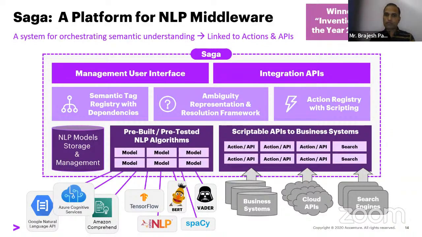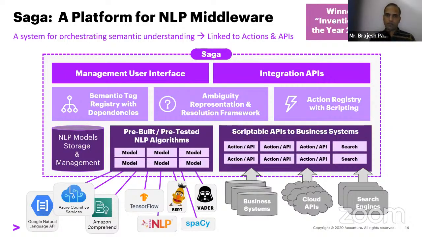This is TensorFlow, NLP, all the models which we have pre-built and pre-tested, we have stored over here. The scriptable APIs business system: there are a lot of actions and API calls stored over here. This is the business systems, cloud API, or the search engines, whatever. You can integrate it depending on the requirement. You can integrate the cloud APIs, your search engines, or the business systems. Business systems are the different domain systems which you have.